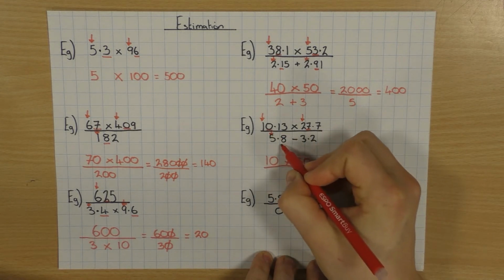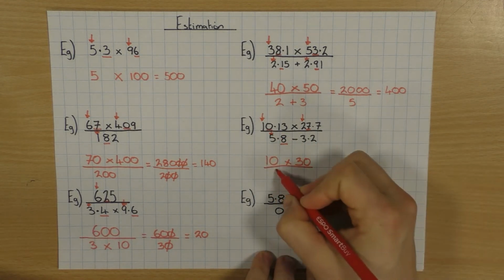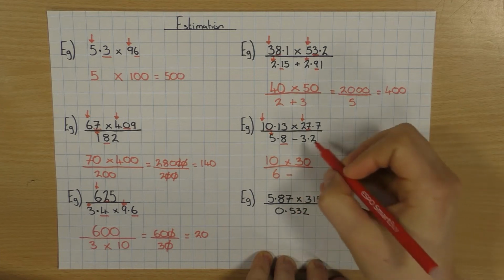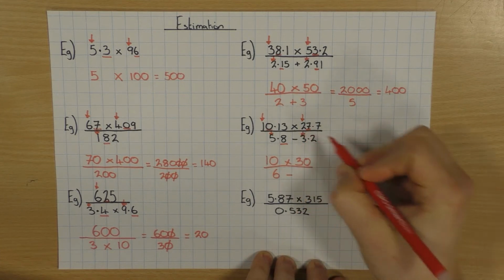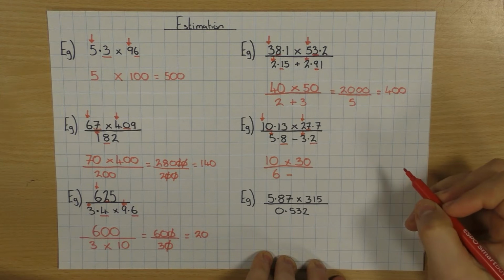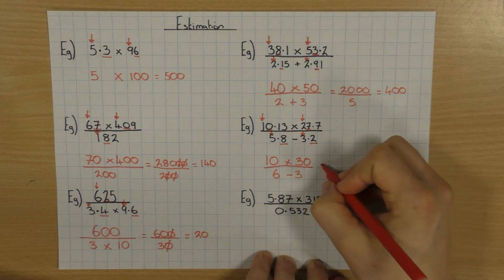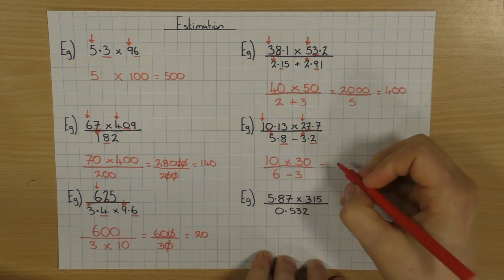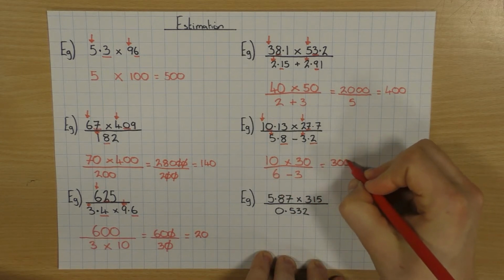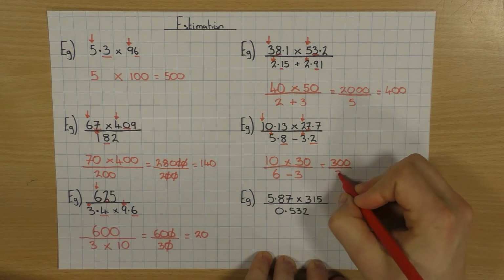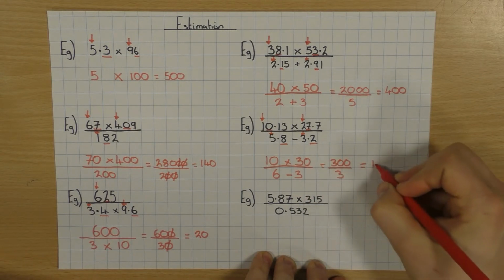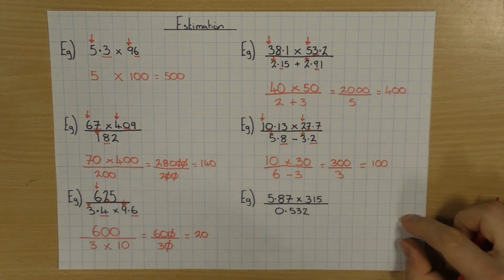5 is the first significant figure. 8 tells me to round up, so it's a 6. Then I take away 3.2. 3 is the first significant figure. 2 tells me to round down, so it's 6 take away 3. 10 times 30, 300. 6 take away 3 is 3. 300 divided by 3 is 100.